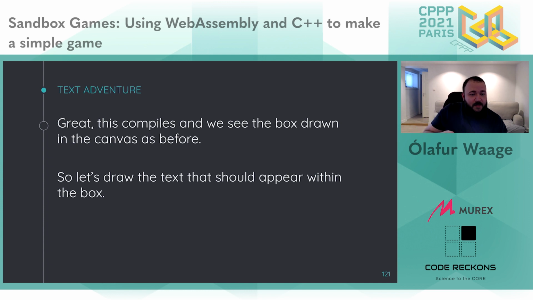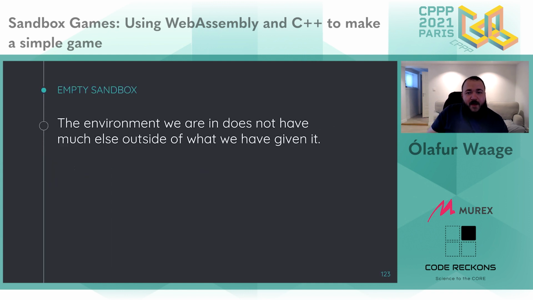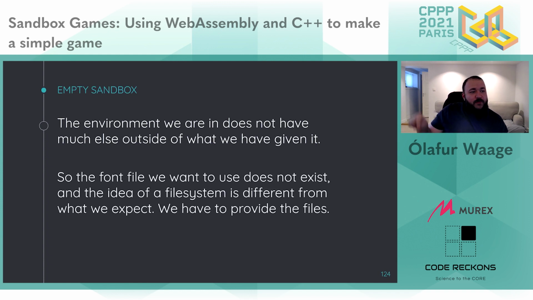Now let's draw the text that should appear on the box. Okay. So that's wall number 5, file not found. So the next wall that we have is that in this environment, there isn't anything much else, like I showed in the example before. So the font file that I want to use doesn't exist. So it has to come from somewhere.